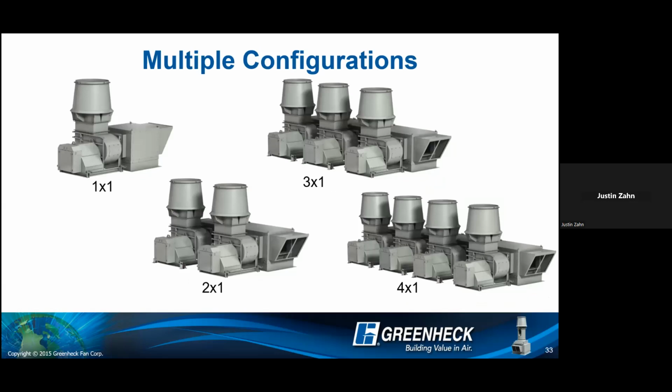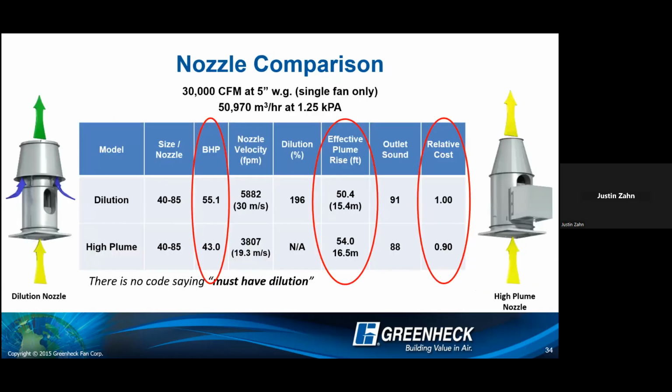Talking about the footprint a little bit, if you look at 1x1 to 4x1, again, these systems can get extremely large, which sometimes you can't do out in the field, just because the roof space won't allow it. One thing that we want to touch on here a little bit is going to be the nozzle comparison. So we talked briefly about having the dilution nozzle and the high plume nozzle.